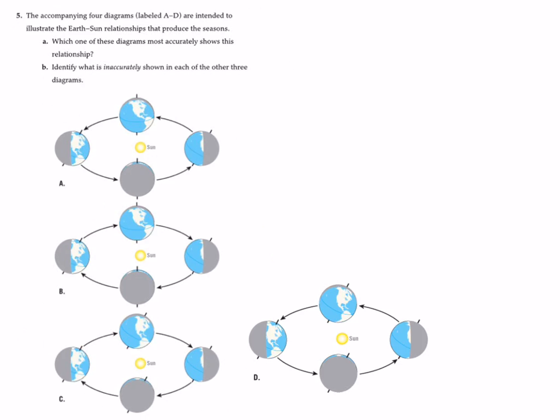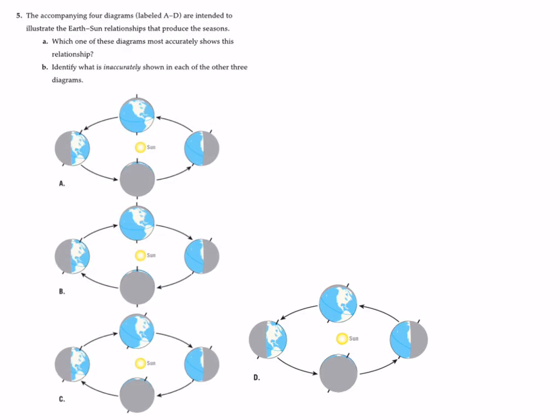Number 5 looks something like this. Number 5 is a fun one. It gives you A through D diagrams of the Earth orbiting the Sun and asks which of these is most accurate, and to identify what's wrong with each of the other ones. Now I'm going to look at what I gave you. For problem number 5, notice there is no asterisk, so I'm going to be looking for complete sentences.